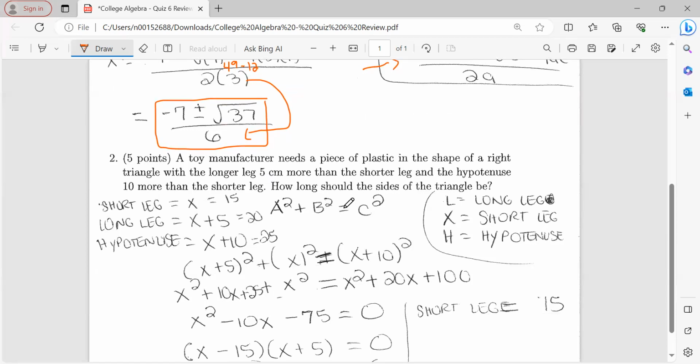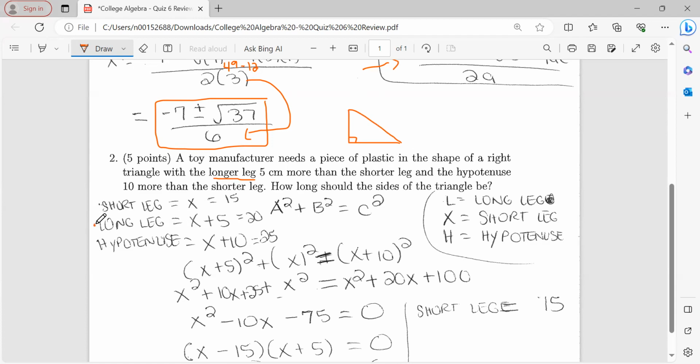And then the last question: a toy manufacturer needs a piece of plastic in the shape of a right triangle. So we have a shape of a right triangle, and we're told that the longer leg of that triangle is 5 centimeters more than the short leg. So we wrote an expression here to represent that.